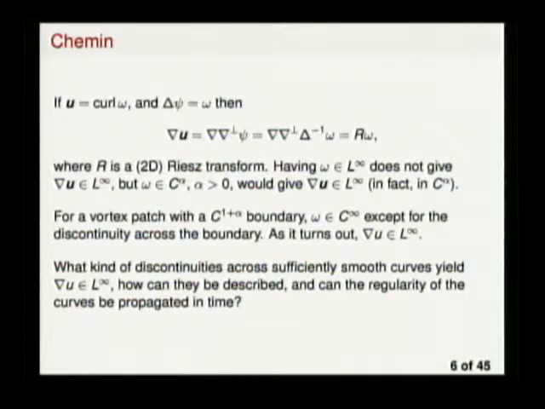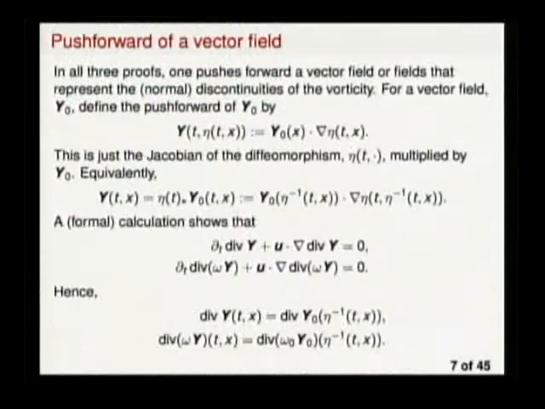But it turns out with vortex patch data, just the initial data, so a bounded domain with C1 plus alpha boundary, that the velocity is in L infinity. And so the question was, as time progresses, do you remain that way? So to generalize the question, you kind of want to say, what kinds of discontinuities are there across perhaps sufficiently smooth curves? How can they be described? And can the regularity of those curves be propagated in time? Well, that's a very vague and open question. So how can you possibly specify such a thing? And that's really what Chemin did.